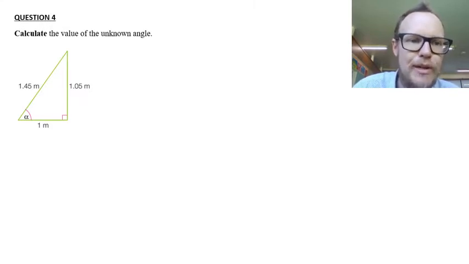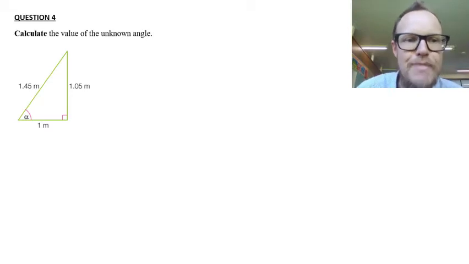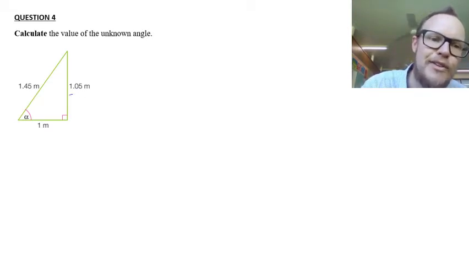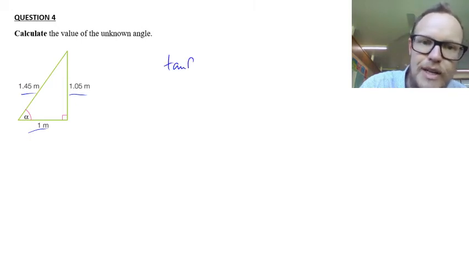Next question, looking at question 4, we're trying to find the unknown angle. So here, there are many different ways we can show this unknown angle. We're given every side length, so you can use sine, cos, or tan. But I'm just going to use tan. Tan of theta is opposite over adjacent.